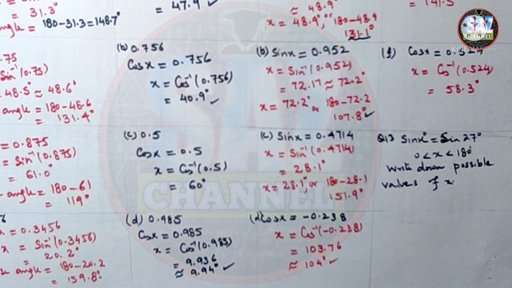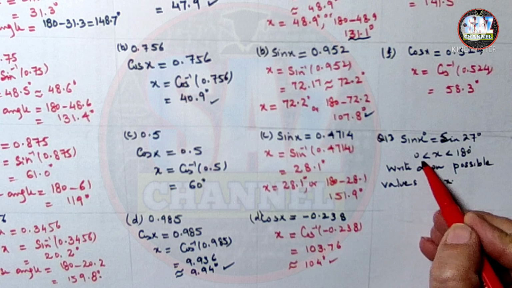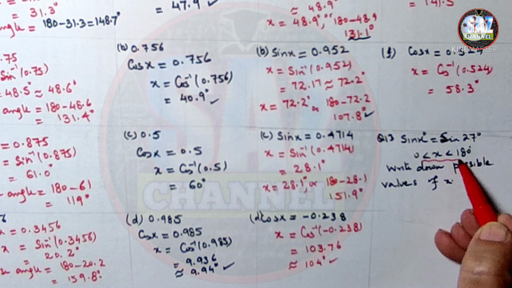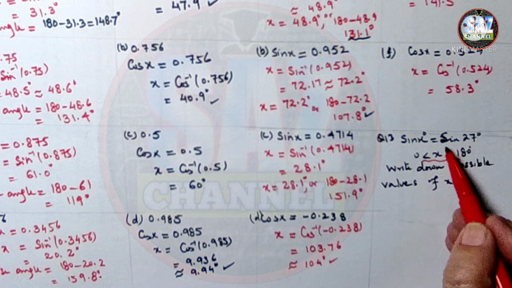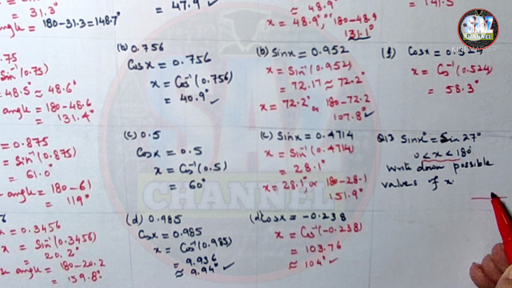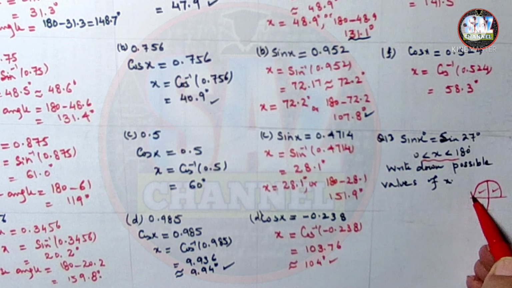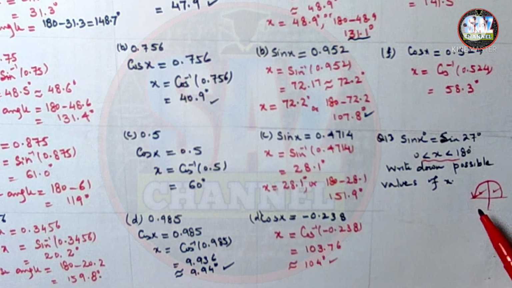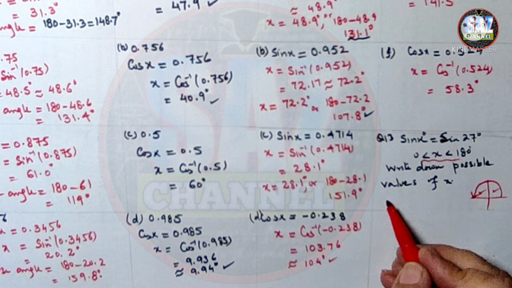Let's move to question number 13, and let me read the question from the book. Question 13 says, given that sine x degrees equals sine 27 degrees and x lies between 0 and 180 degrees, write down the possible values of x. Now look students, here we are given the trigonometric ratio of sine, and the range is that x lies between 0 and 180 degrees, which means that x can be acute or x can be obtuse. Now let's see what the possible values are and how we can get them.